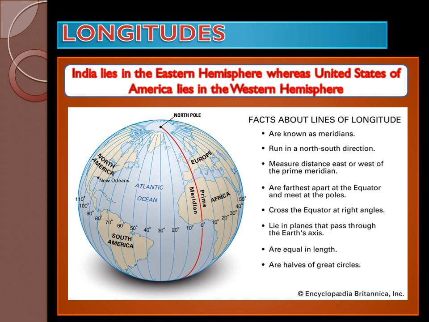They are equal in length. If we talk about latitude, the largest one is the equator, and after that the size of the latitude decreases. But here all the longitudes are equal in length. You can see, they are not parallel. They meet at the North Pole. They are halves of great circles. So you can see this is divided into two halves, the eastern hemisphere and the western hemisphere.